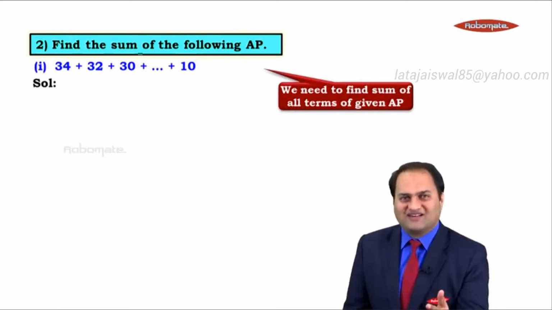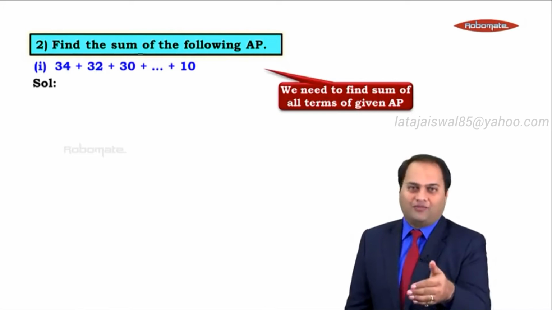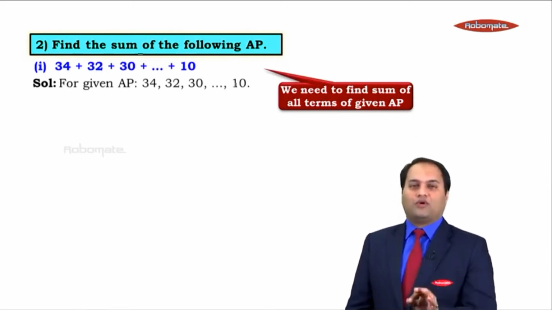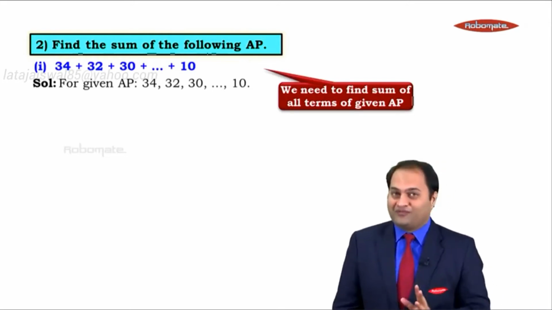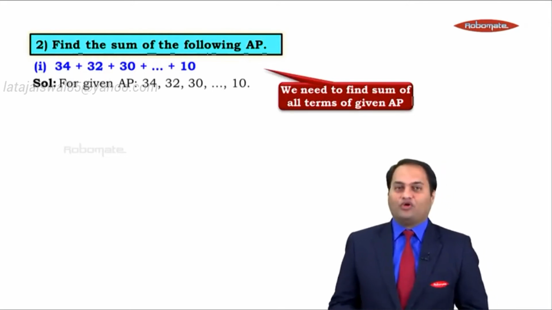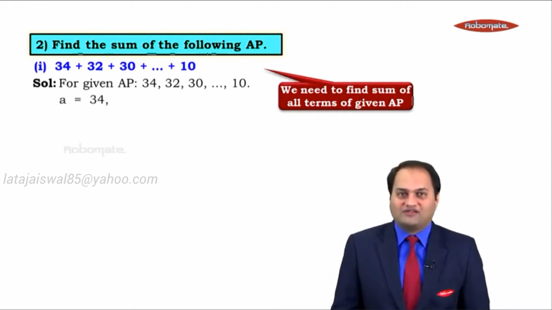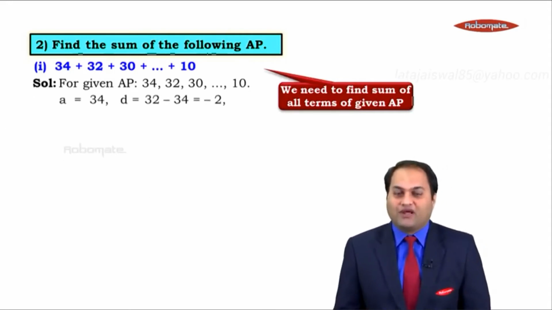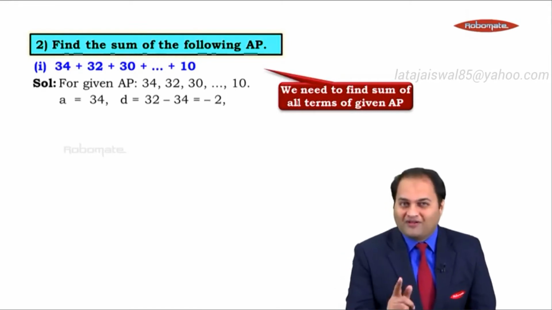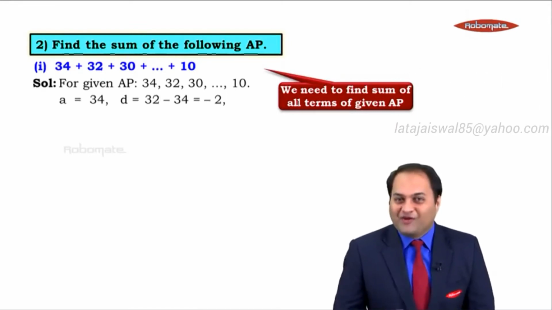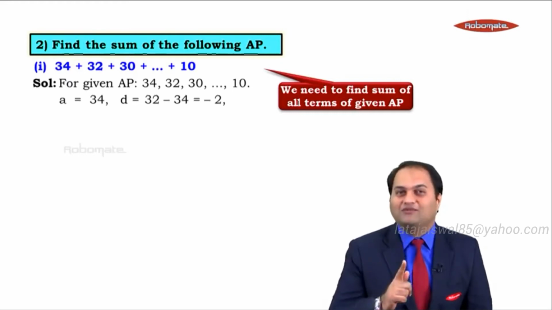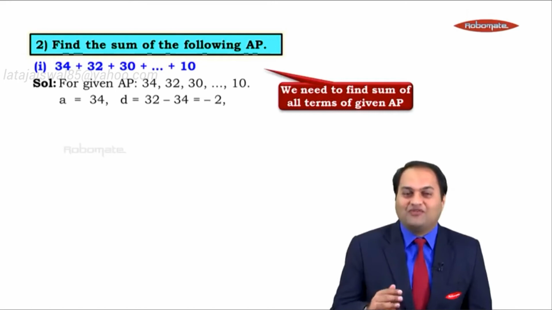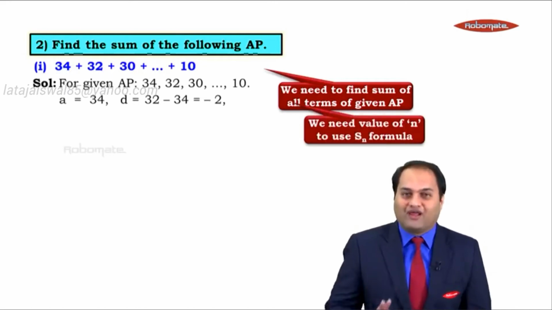What are these? These are nothing but the terms of the AP, right? So can we say the given AP is 34, 32, 30 and so on up to 10? As soon as you see the AP, what do we do? We find the value of A, that is 34. We find the value of D, that is 32 minus 34, which is minus 2. Hold on. There is one more thing that we know here. Look at the last term. The last term is also given to us. And last term, that means we also know the value of AN.